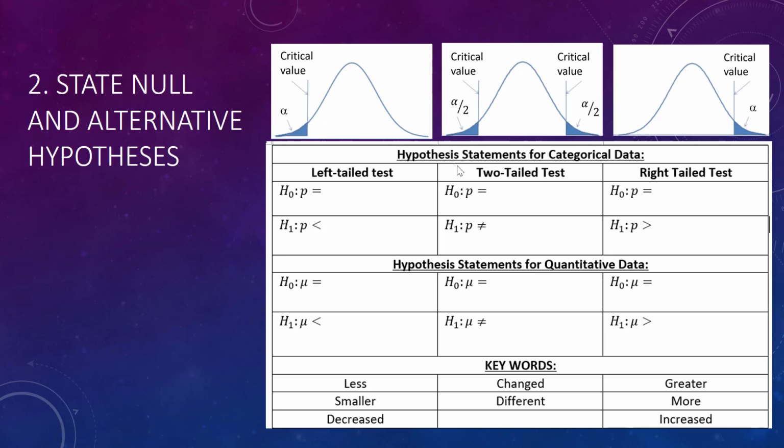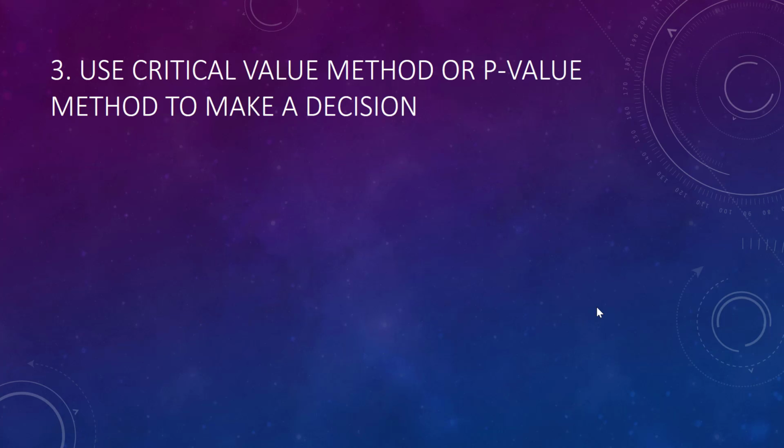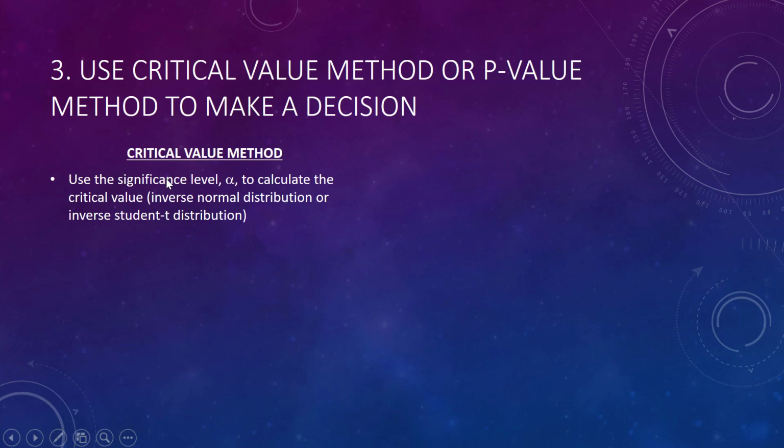Again, we have different hypothesis statements for categorical data, in which our hypothesis statements contain the population parameter P, which is the population proportion, and then we have hypothesis statements for quantitative data, where our population parameter is mu, the population mean. The third step is to use either the critical value method or the p-value method to make a decision. In the critical value method, you first use the significance level alpha to calculate the critical value. You will either use the inverse normal distribution or the inverse student t distribution.